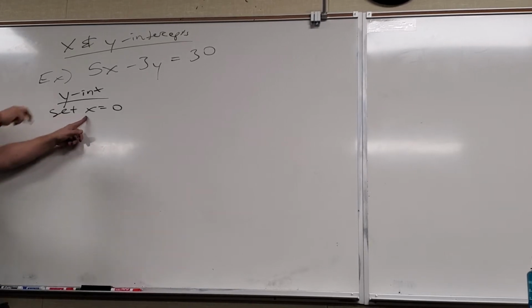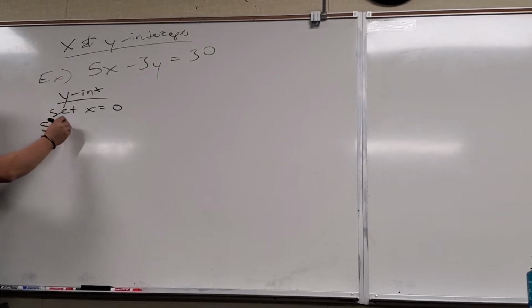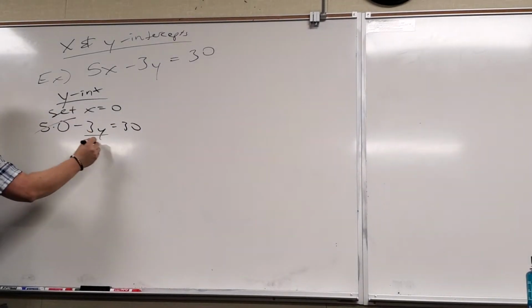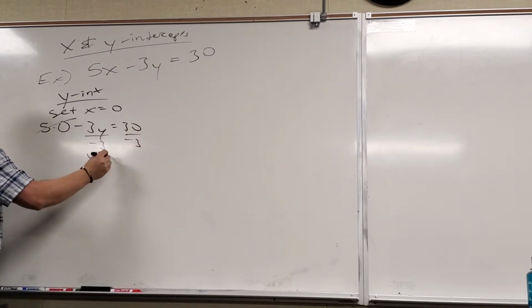So if I make x 0, 5 times 0 minus 3y equals 30. That goes away. I get y is negative 10.